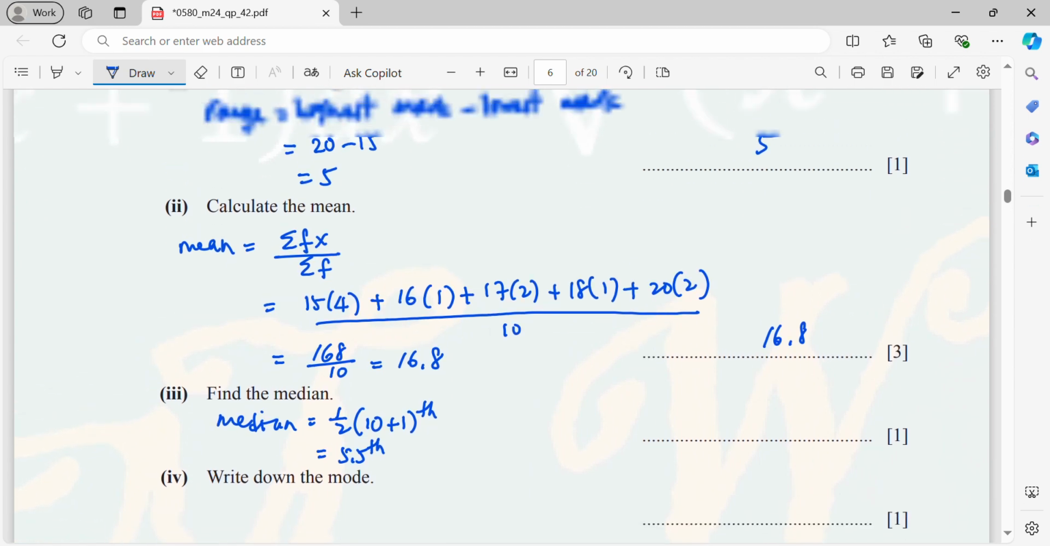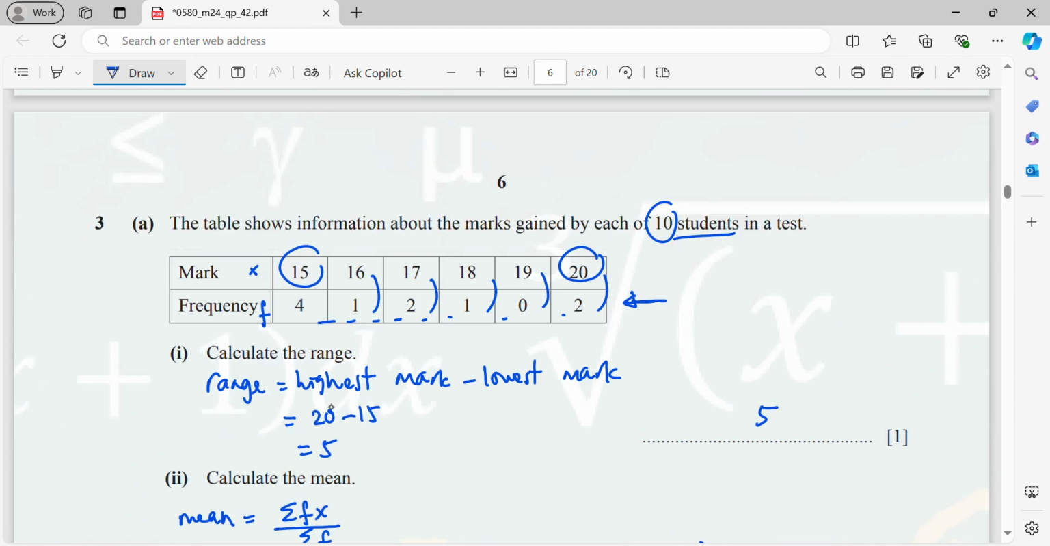Okay, so 5.5th data, look at here, there are 4 data with values of 15, and then the number 5 is with value of 16. So it means that this is the data number 5. Okay, and then you will have another 2 data with the value of 17. So that means this is data number 6 and 7.